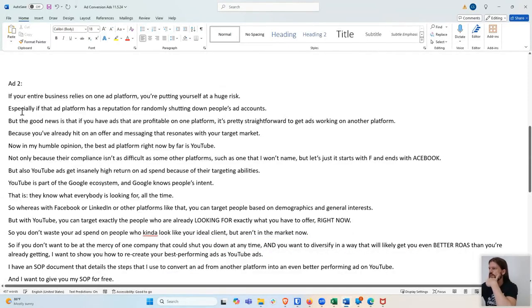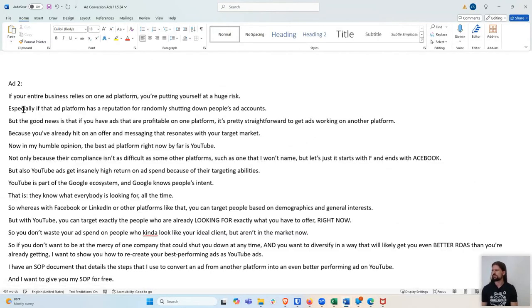Okay, so if your entire business relies on one ad platform, you're putting yourself at a huge risk, especially if that ad platform has a reputation for randomly shutting down people's ad accounts. But the good news is that if you have ads that are profitable on one platform, it's pretty straightforward to get ads working on another platform, because you've already hit on an offer and messaging that resonates with your target market. Now, in my humble opinion, the best ad platform right now, by far, is YouTube.